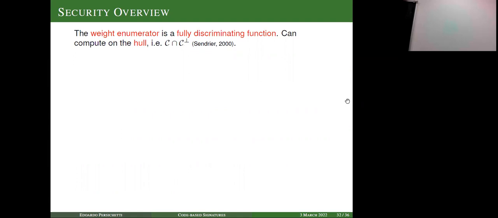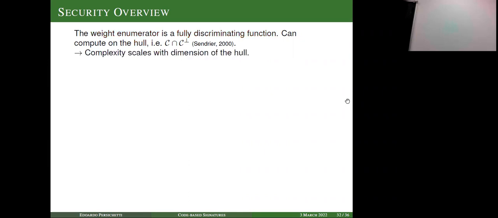Of course, this doesn't sound practical, right? So we cannot really run it. If we could run it on the two codes, immediately we see what the equivalence is, but we cannot do it. But we can maybe run it on the hull of the code, which is the intersection of the code with its dual. And this is what Sendrie did.